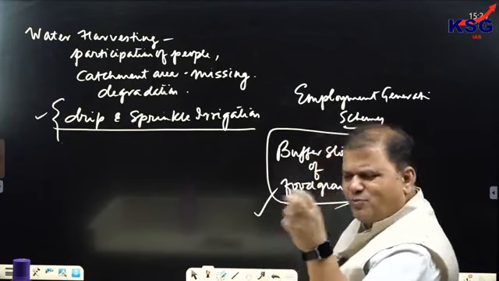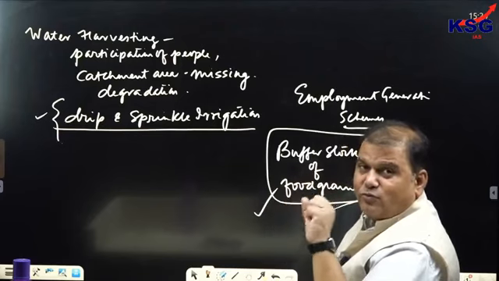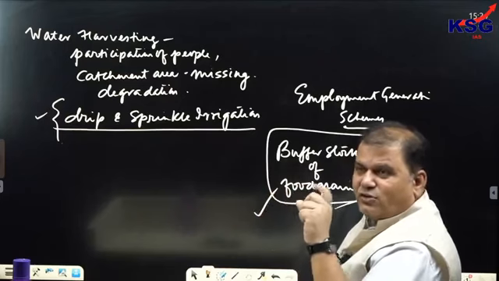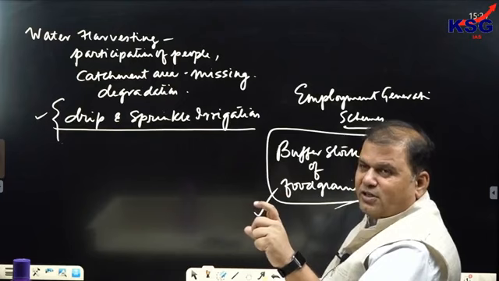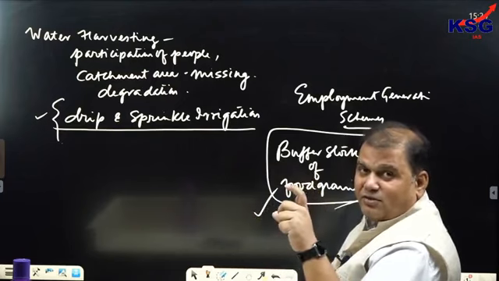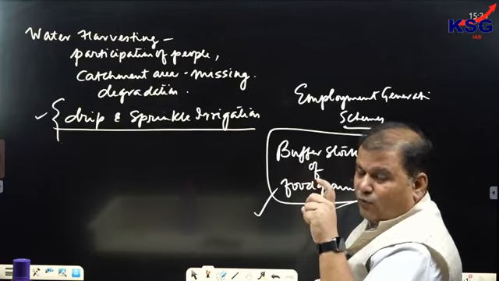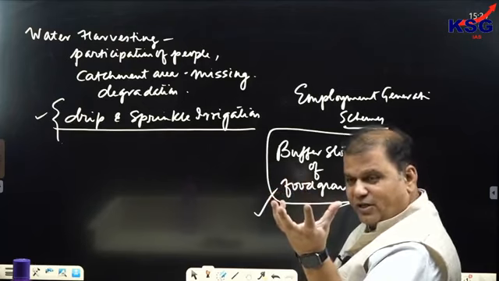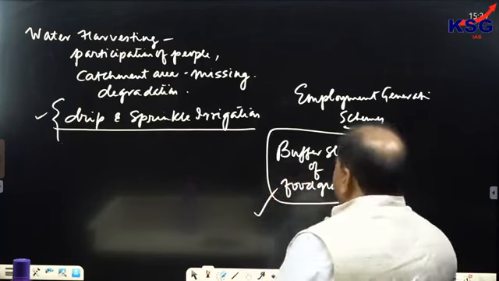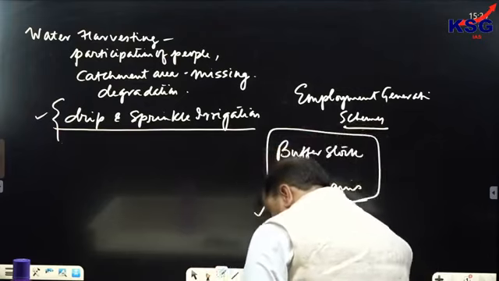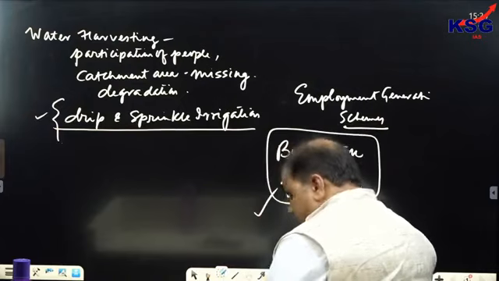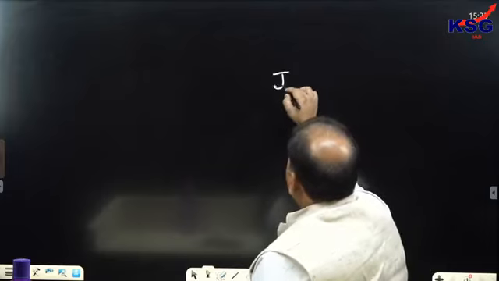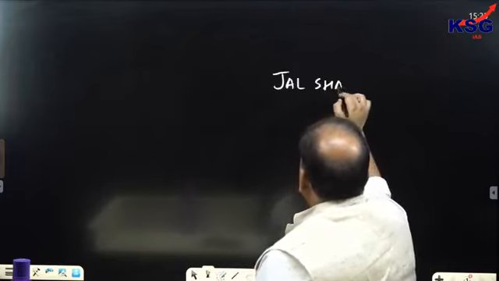But then your answer would be incomplete if you do not refer to some state specific or union specific measures. So, the government of India launched the Jal Shakti Abhiyan for 255 water prone districts of India. Clear? Where water harvesting would be conducted on a large scale. Write down: the government of India launched the Jal Shakti Abhiyan.